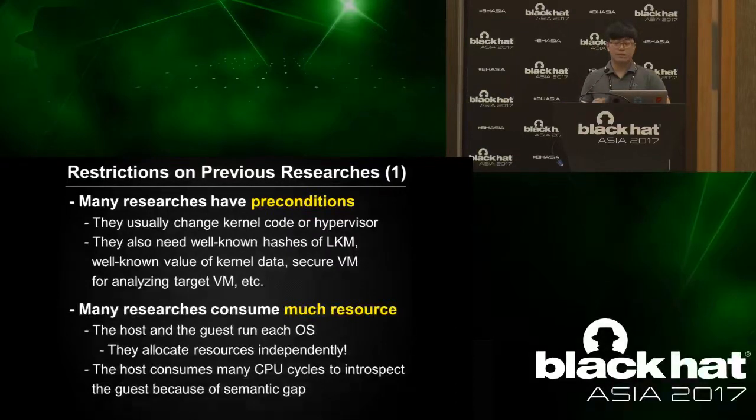Second, many researches consume much resource. They run OSs in each world and consume many CPU cycles to introspect the guest because of the semantic gap. The semantic gap comes from the gap between the logical address of the guest and the physical page of the host. The host can only access the physical pages of the guest. Therefore, when the host wants to introspect a guest object, the host should convert the guest logical address to the host physical page. This behavior causes many table traversals and consumes much resource.